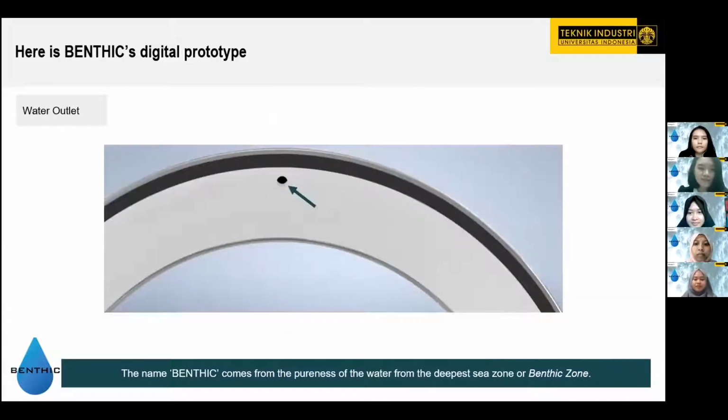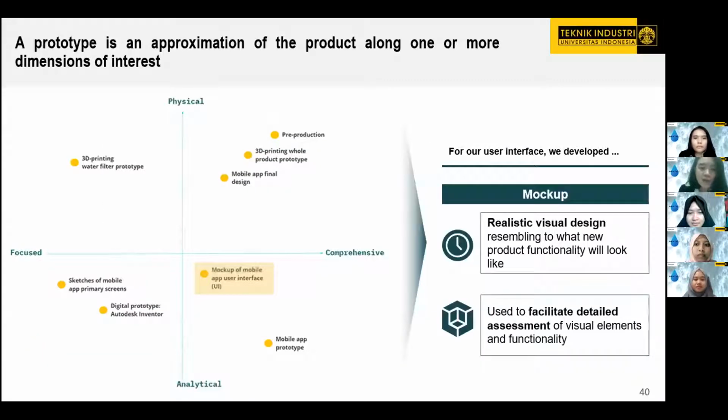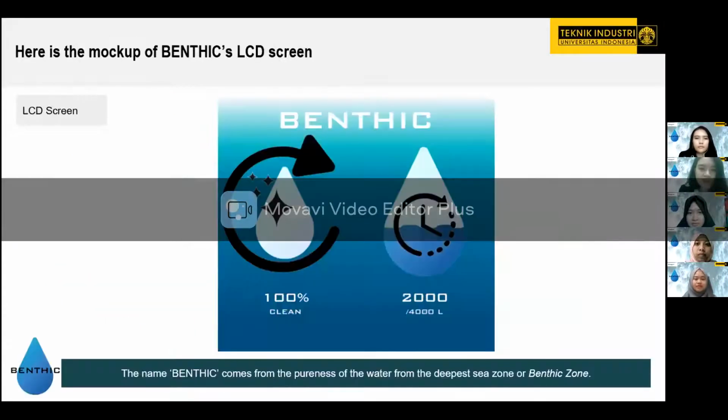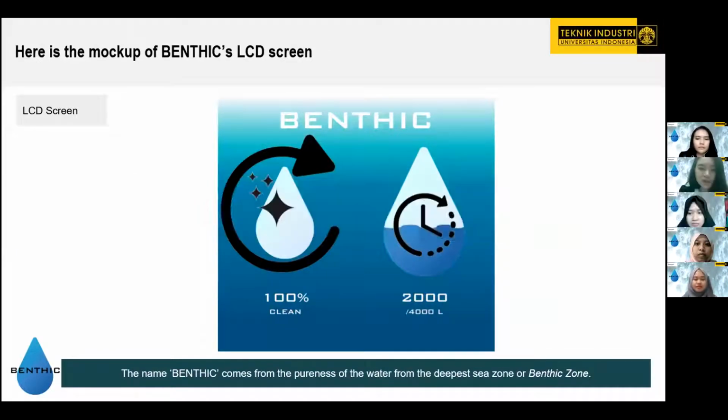Next. There's a water-saving sensor placed near the outlet. The next prototype is a mock-up of user interface as a realistic visual design to facilitate digital assessment. The LCD screen provides information on water filtration percentage and filter usage compared to its lifespan, which will give auditory alert of 80 decibels to change the filter when it reaches the end of its lifespan.